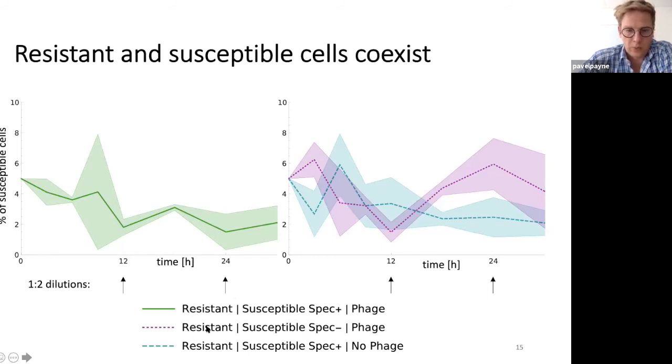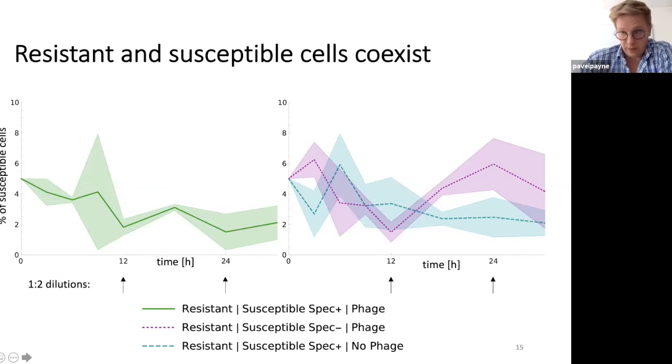And in the magenta treatment, there is no spectinomycin resistance and no GFP in the donor susceptible strain, but there is a phage. And in the cyan, it's another control. There is no phage. There are the same strains as in the experimental recombination treatment, but no phage. Okay, so we can see that indeed the susceptible strain remains in the population. And here the arrows indicate where I did the 1 to 2 dilutions.